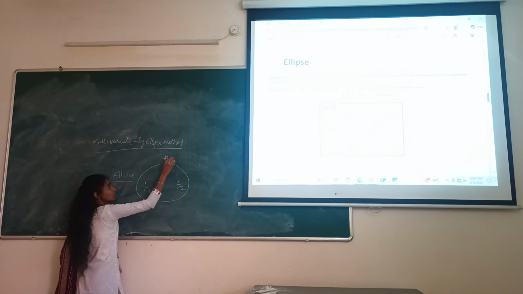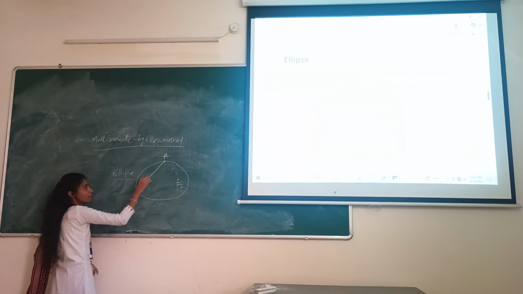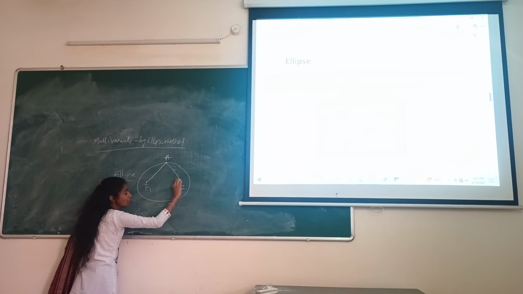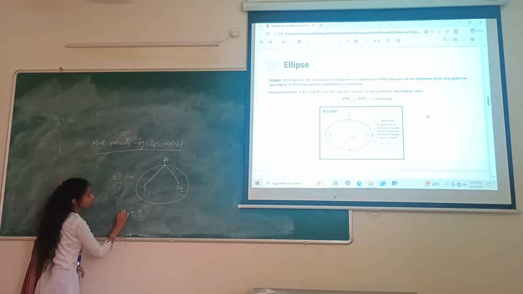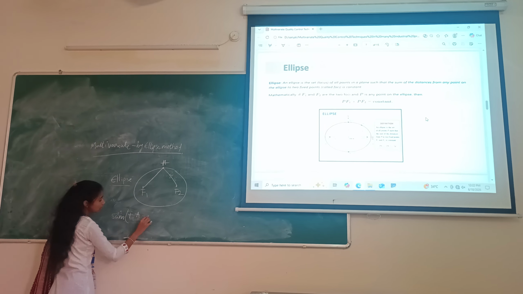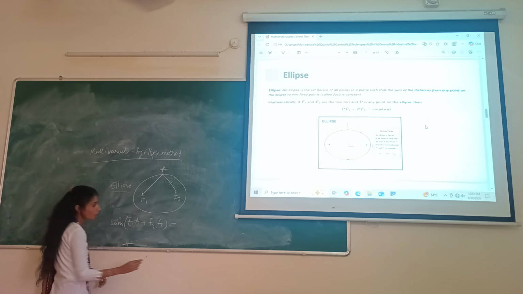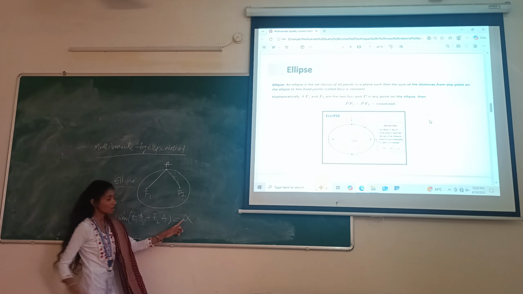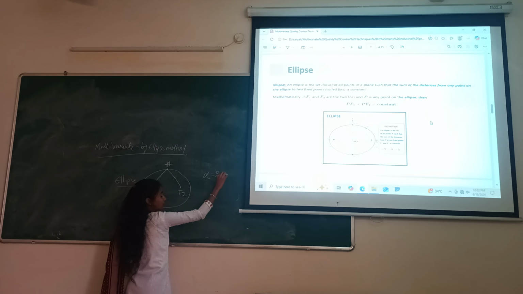let me represent it as A. The distance between F1 and A and the distance between F2 and A, when I sum them, that is F1A plus F2A, will always be equal to some constant. Let me denote the constant as alpha, and let me take it as 2a.